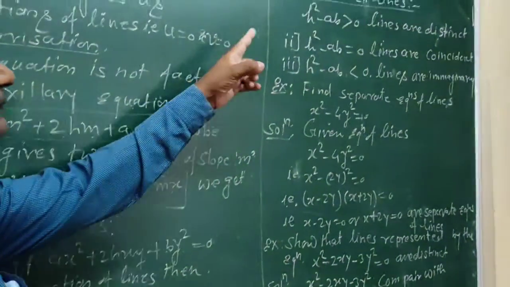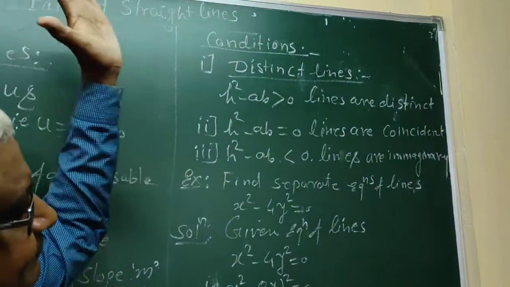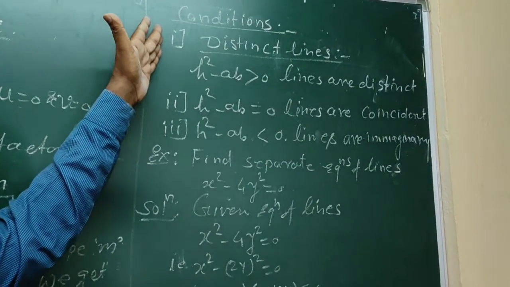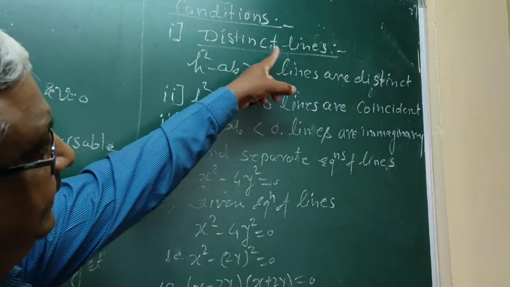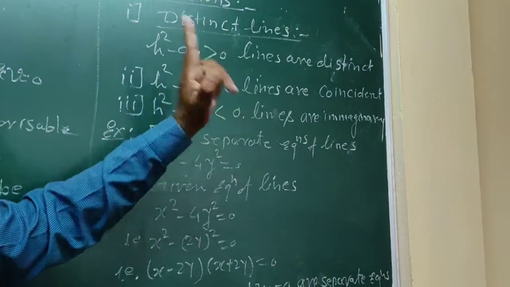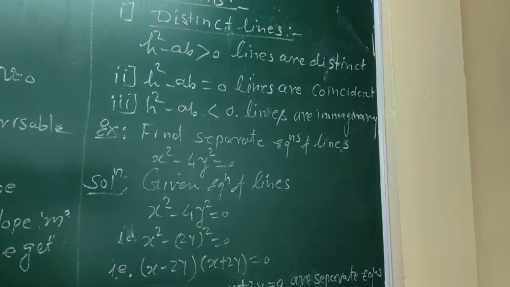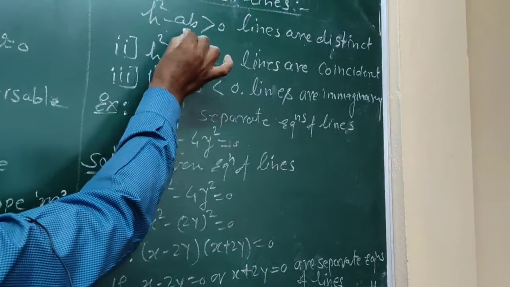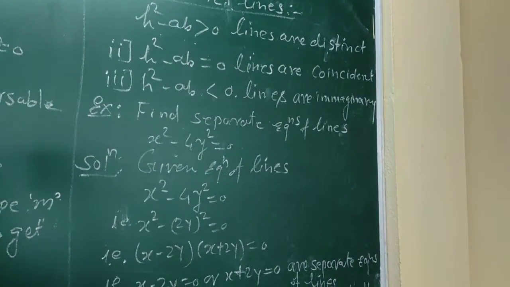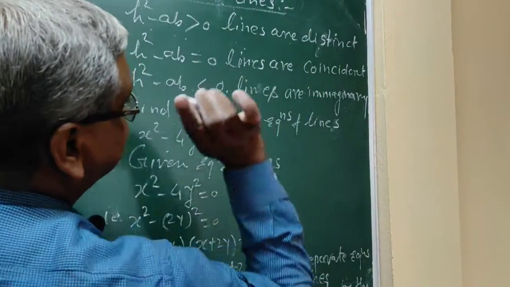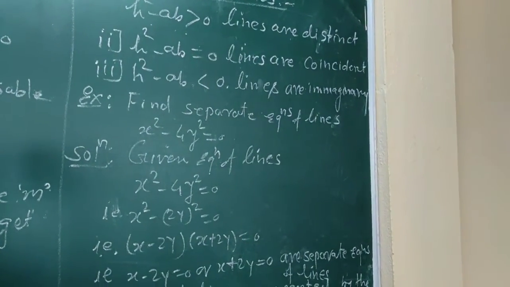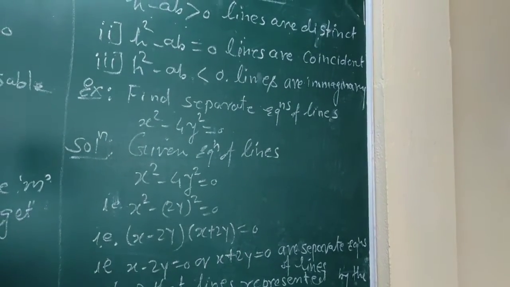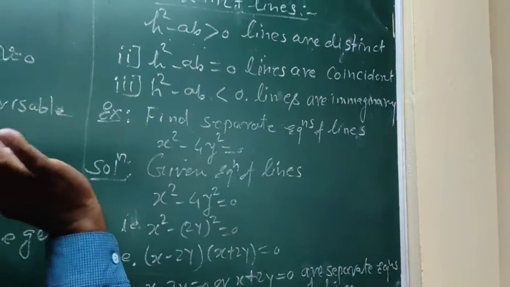Again we come to the conditions here. There are certain conditions applied on the pair of lines. When do you say that the given equation represents a pair of distinct lines? The condition is that h square minus ab is greater than 0. The lines are distinct, meaning they are separate lines, not parallel or coinciding lines. They are separate lines, that is, distinct lines.